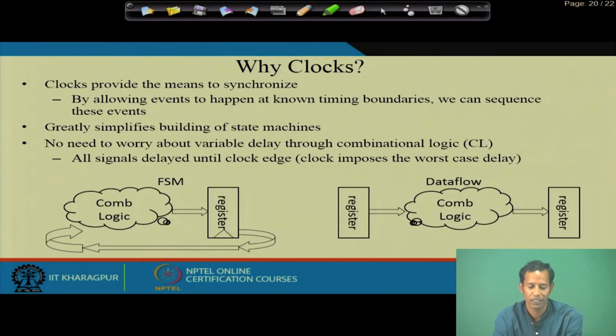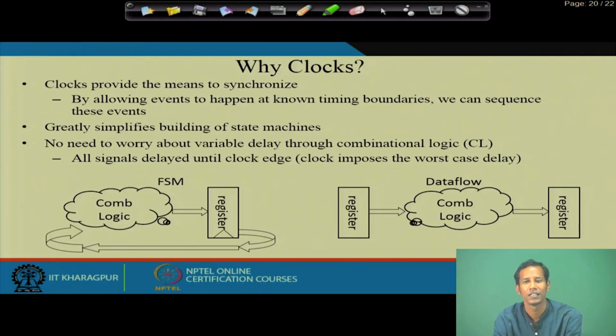So the clock is present in a digital circuit to synchronize by allowing events to happen at known timing boundaries, which we can sequence depending on the corresponding combinational logic of the particular design. It greatly simplifies building of the state machine. As we know there are two types of state machine, Mealy machines and Moore machines, and there is no need to worry about the variable delay through the combinational logic, where all the signals are delayed until the clock edge. So, as in the previous slide, we have seen three different combinational logic blocks and the registers are the same, driven by the same clock.